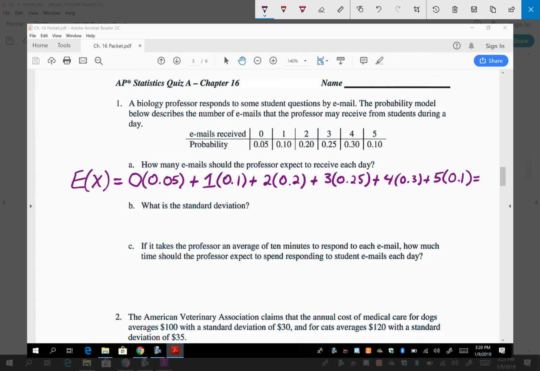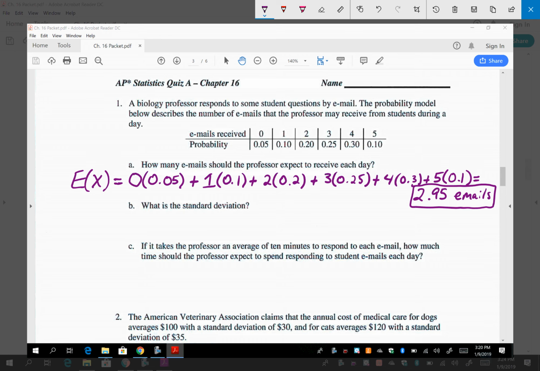2.95? What's the units? Emails. Very good. Now, I'm not sure how familiar you are with emails, but I know I've never received a fraction of an email. So to see 2.95 emails, I know right away that there's no day that the professor is going to get 2.95 student emails. That's not possible. It's going to be 2, 3, 4, 5, 1, or 0. All right, those are the options.